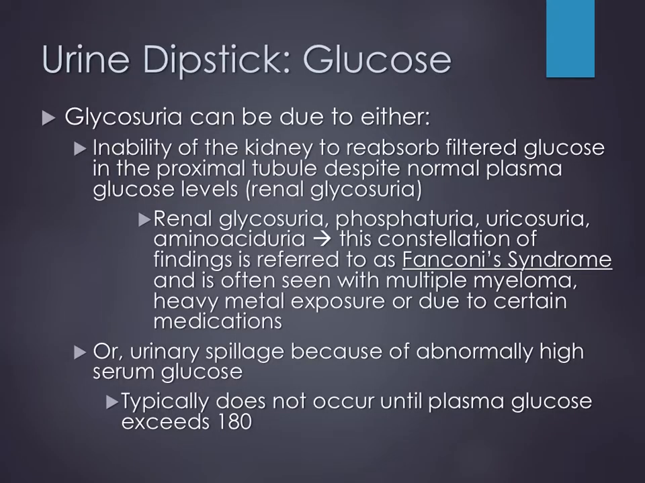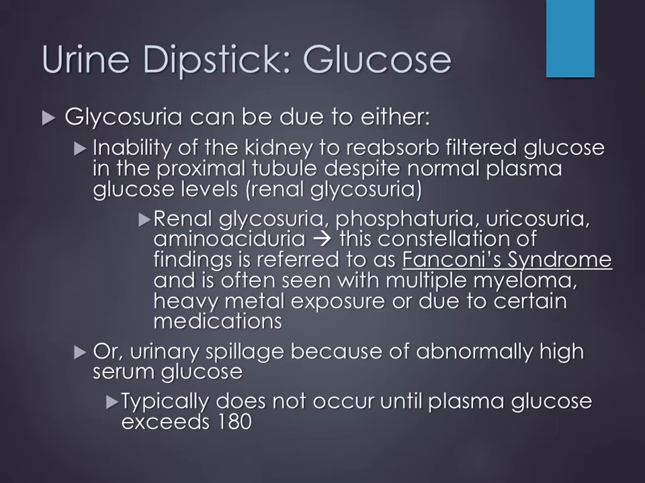Glucose in the urine can be really due to basically two things. It can be from an inability of the kidney to reabsorb filtered glucose in the proximal tubule. And interestingly, if you have renal glycosuria, phosphaturia, uricosuria, and amino aciduria, this constellation of symptoms is referred to as Fanconi syndrome, which is not common, most often seen in multiple myeloma, heavy metal exposures, or due to certain medications, but not common.